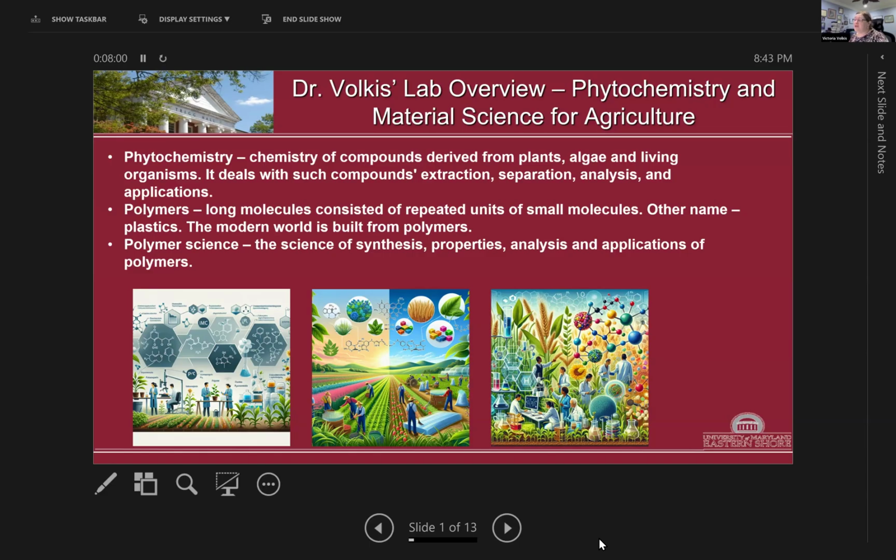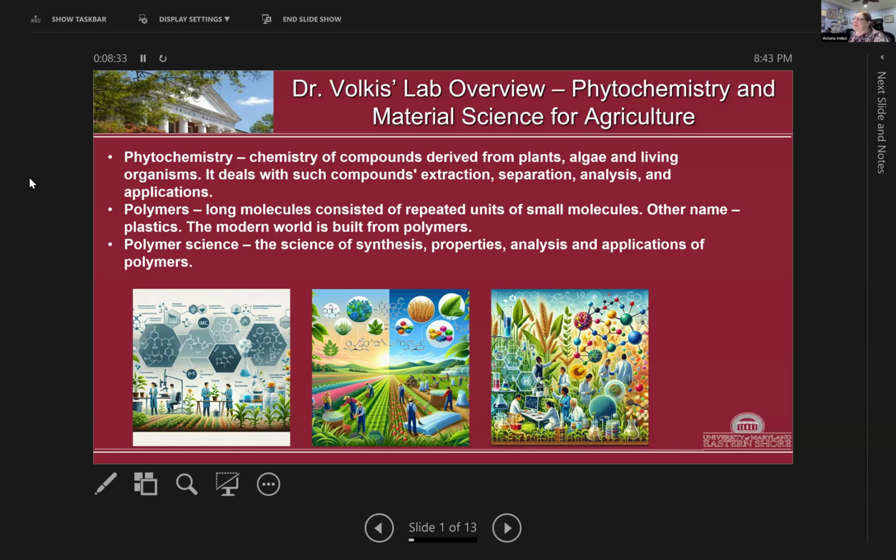Now ask yourself the question: what is the connection between phytochemistry, which is totally about what is in the plants, how we get it out and how we use it, and plastics? At first glance, you will not find a lot of similarities. And yet my lab works everywhere I can bring those two fields of science to the edge and find something where polymers and natural products work in synergy.